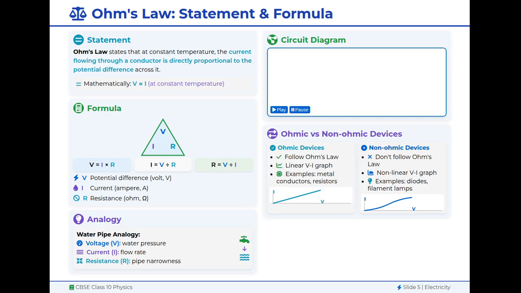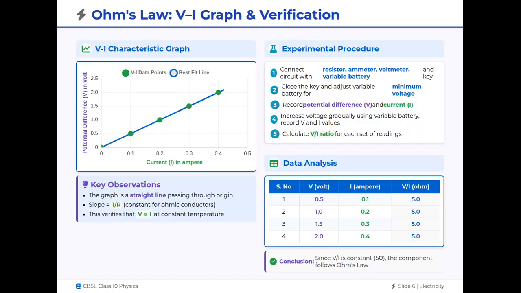This brings us to the most fundamental law in this entire chapter, Ohm's law. It establishes this simple yet profoundly important relationship between voltage, current, and a property called resistance. Ohm's law states that the potential difference, V, across a conductor is directly proportional to the current, I, flowing through it, provided that the temperature and other physical conditions remain constant. That's a key part. Mathematically, we express this as V equals I times R.